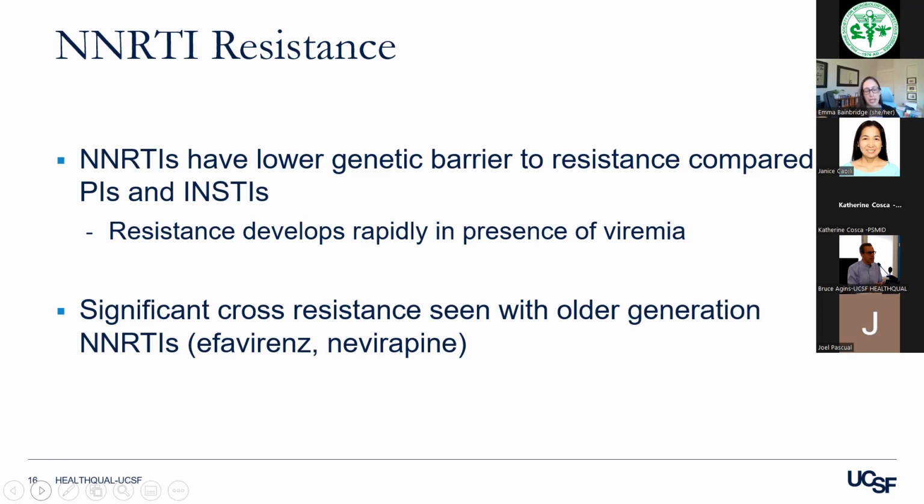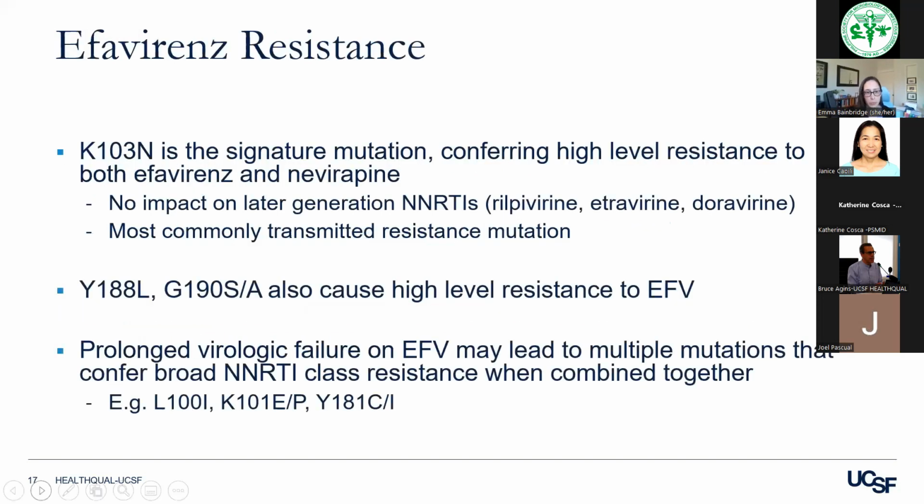And if your patient has experience with multiple NNRTIs, it's important to know that cross-resistance is common, especially with the older generation agents, and those are efavirenz and nevirapine, which are still commonly used in a lot of scenarios. Speaking specifically about efavirenz, because our patient was on it, the K103N is the signature mutation, and it confers high-level resistance to both efavirenz and nevirapine. It does not affect later generation NNRTIs, including rilpivirine, if that's something that you have available to you.